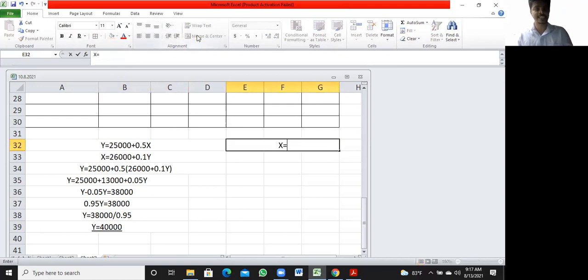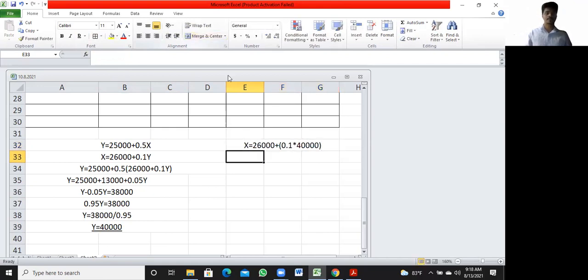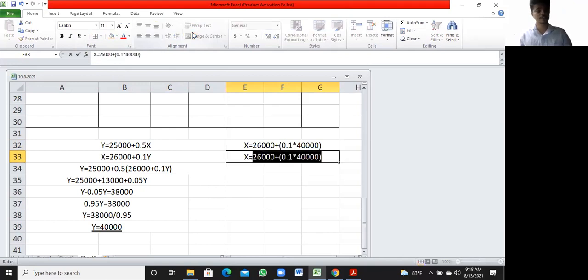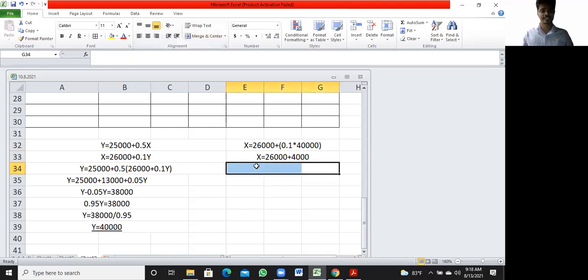Then X equals 26,000 plus 0.1 into Y, 40,000. Okay, get the value. X equals 26,000 plus 40,000 into 0.1, 4,000. Then X equals 26,000 plus 4,000, 30,000.